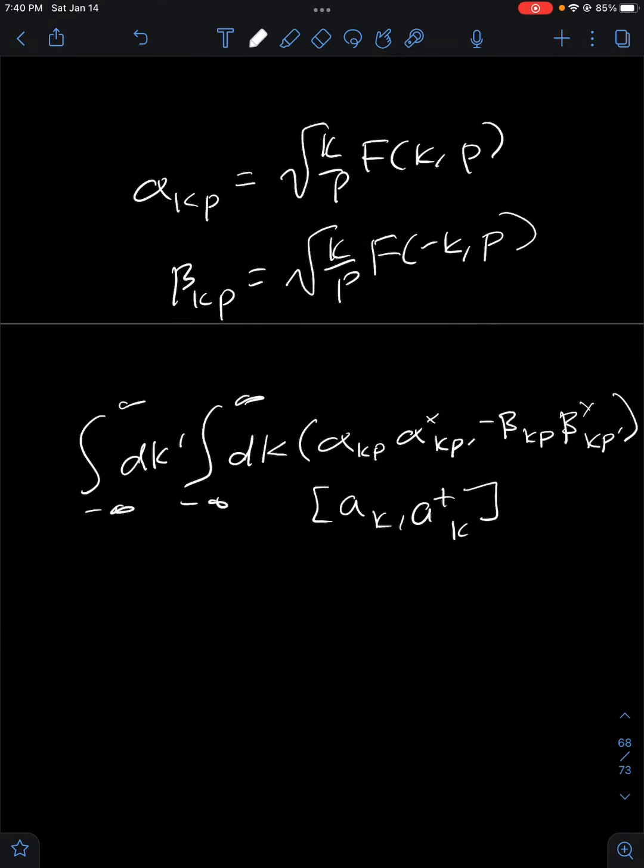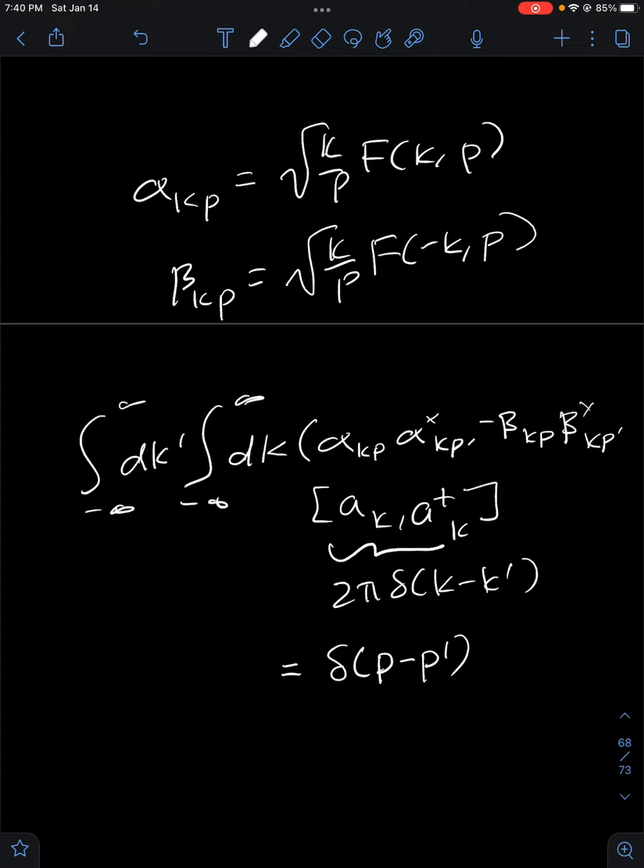And that's just going to be equal to this right over here. And we are using a k prime here. You guys are going to see why we're using it in just a moment. So we know that this is going to be 2 pi delta function of k minus k prime. And then all of this should be equal to delta of p minus p prime, since the commutator of b, b conjugate prime equals delta of this.